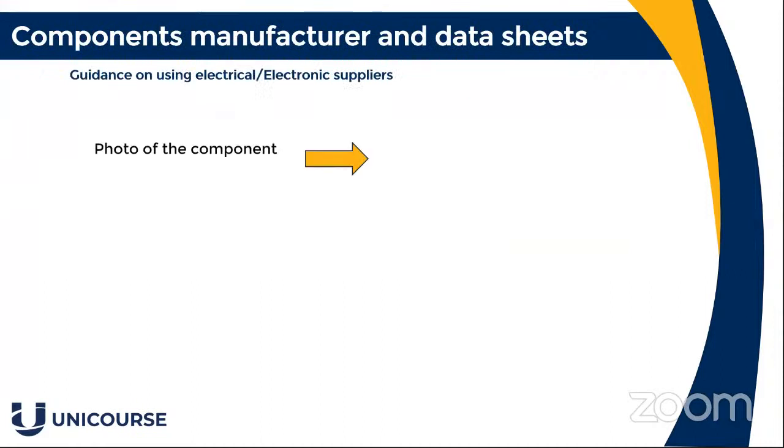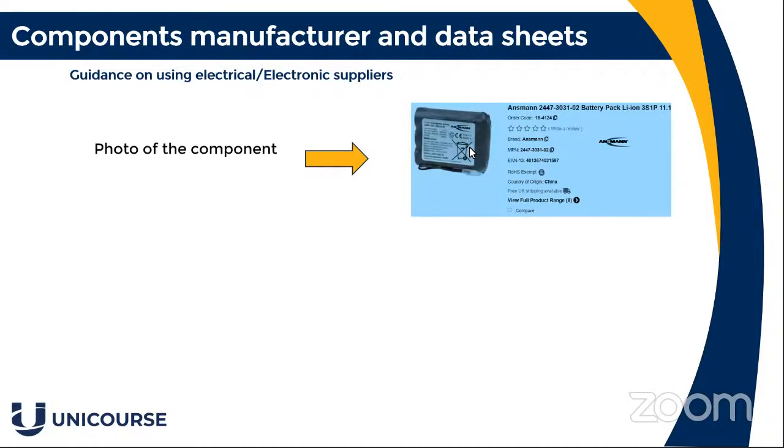Now we're going to look here at the photo of the components. So here we have a battery of some description. It will give you some basic information. It doesn't give you a lot. It'll probably just give you the code number of it, the type of battery it is, and the code for the actual catalog. Now you may get limited information out of the actual catalog.